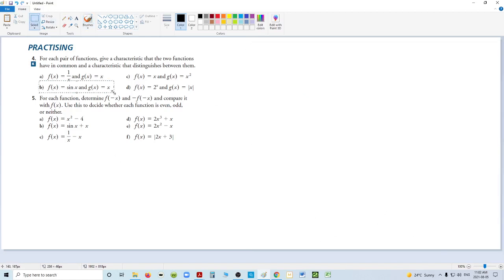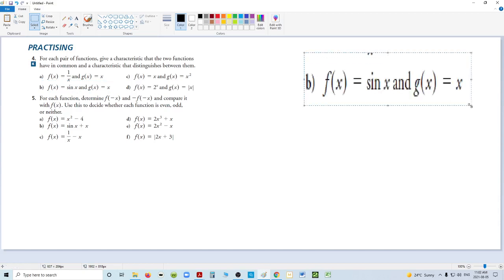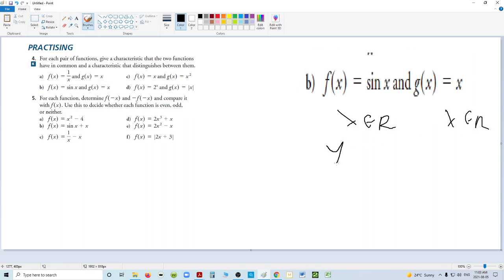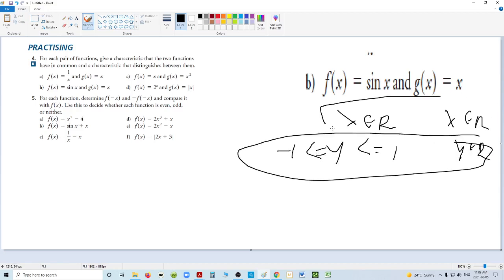Okay, what about this? Okay, easy. They both have x as any real number. Their domains go on forever. But this one has a range limitation: negative 1 is smaller or equal to y, which is smaller or equal to 1. And this one's range goes on forever. So this distinguishes them, and the domain is in common.